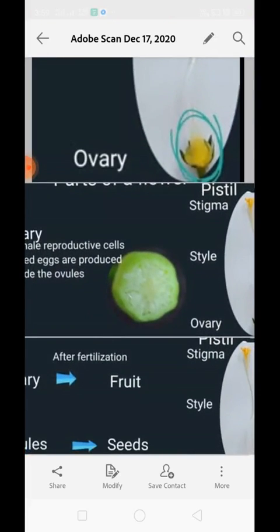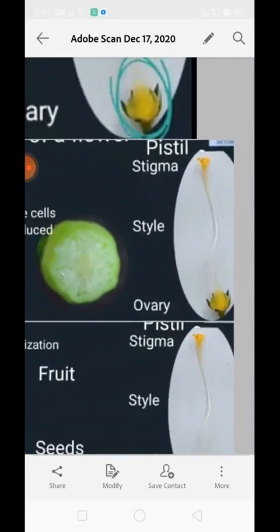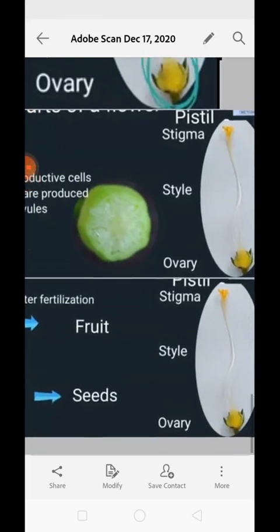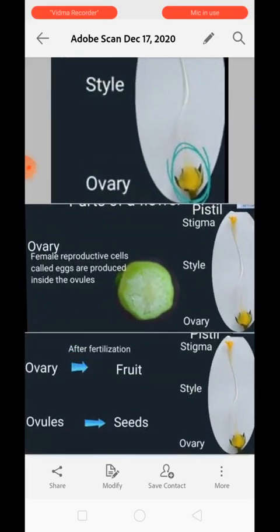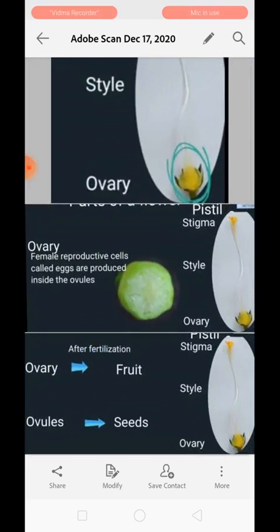When the flower receives pollen grains, they fertilize the flower, and then what happens is the ovary of the flower will become the fruit, whereas the ovule residing inside the ovary will develop into the seed. So this is all about the female and male parts of the flower.